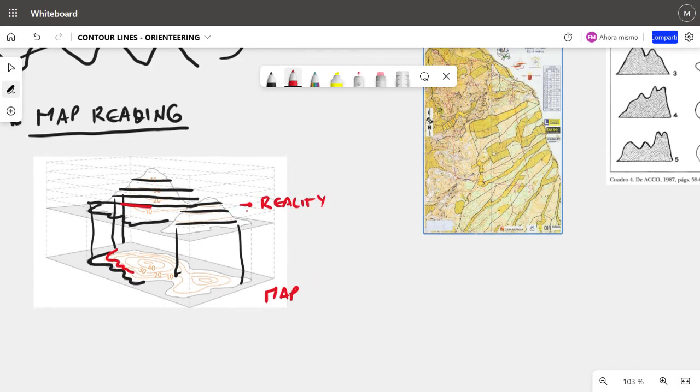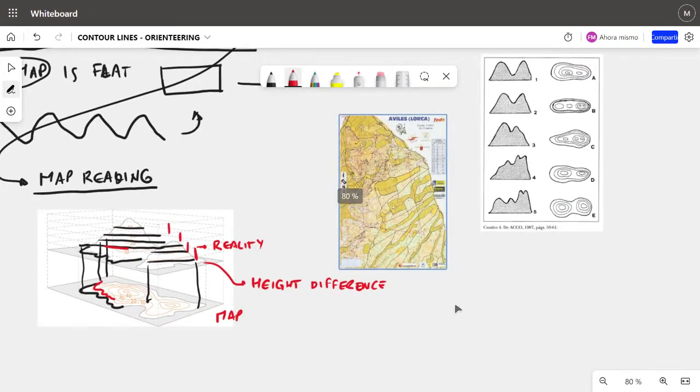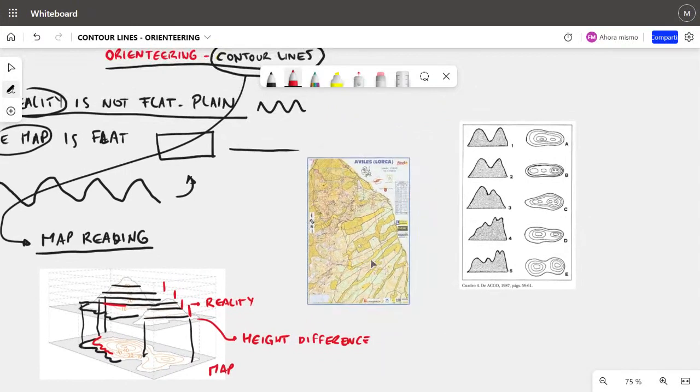So this space between line and line is what we have said is the height difference between one line and the other. In our map, in the Pedanías Altas map, we don't have a lot of contour lines because the piece of land that we are using and that is represented in this map is flat.